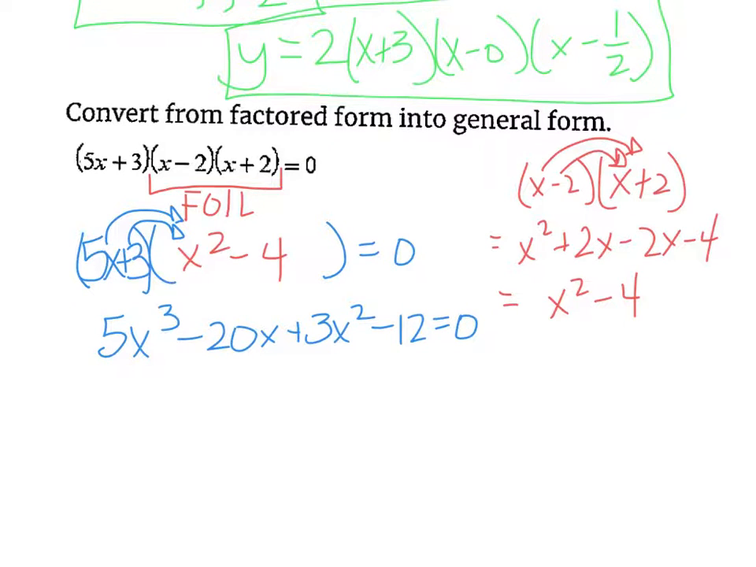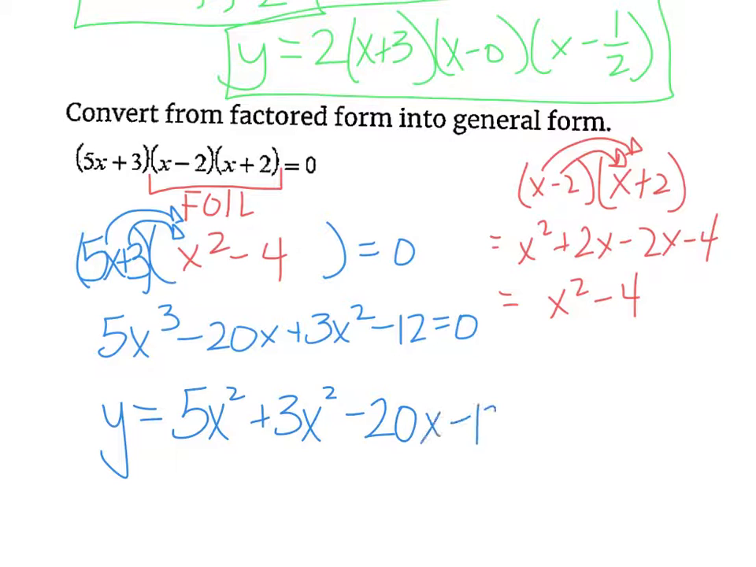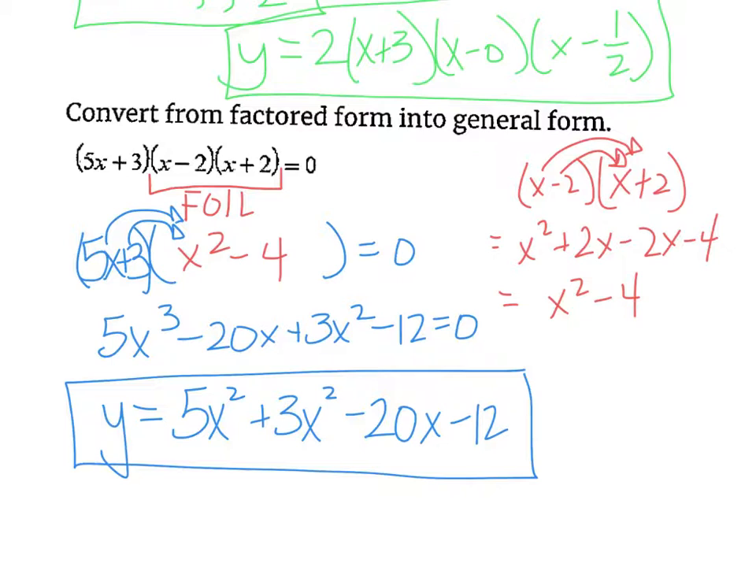Collect like terms and you'll be all done. We want y to equal 5x cubed. I'm going to switch it around, plus 3x squared minus 20x minus 12. There were no like terms, so that's just my answer with descending order on the exponents.